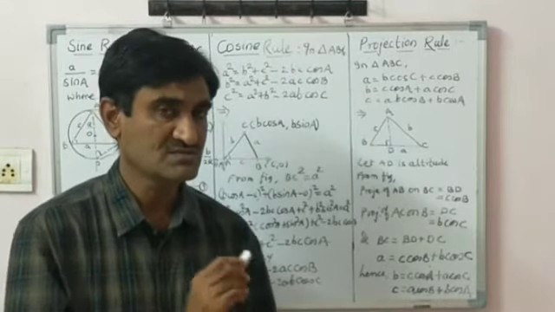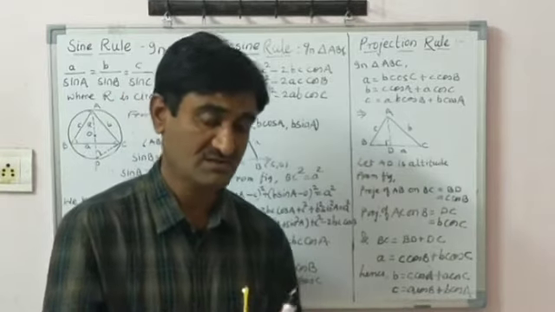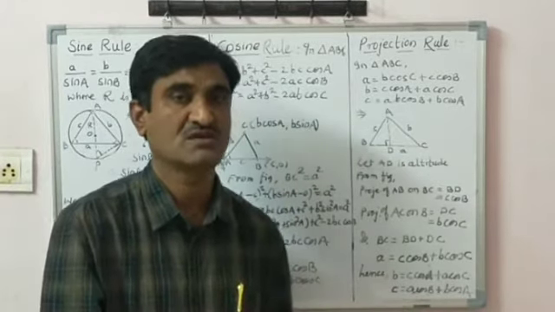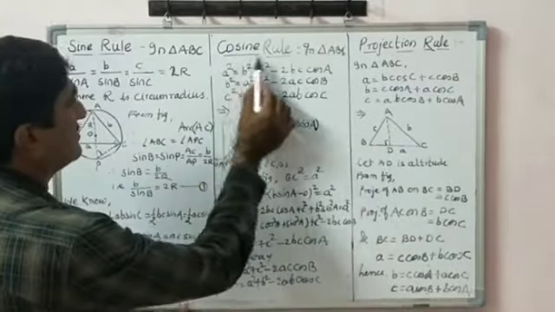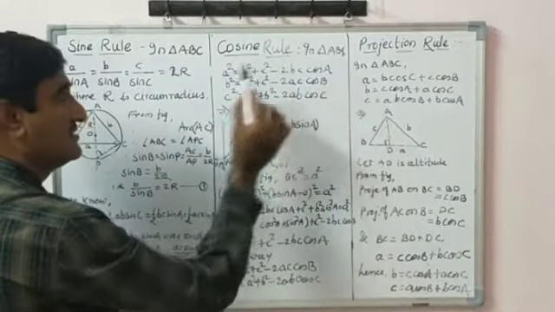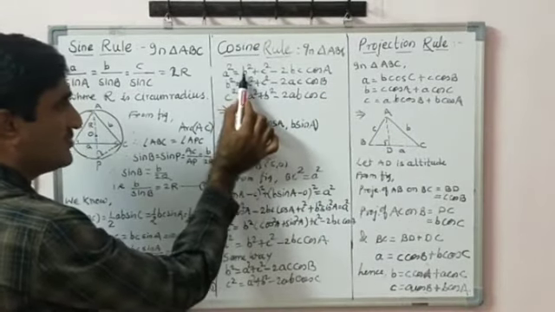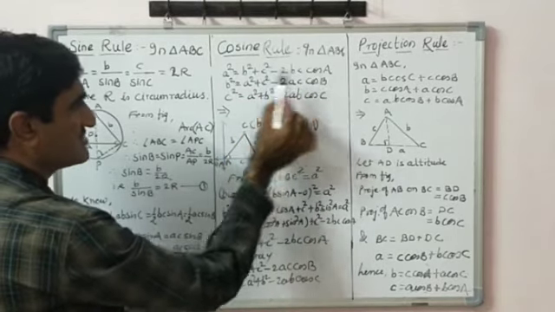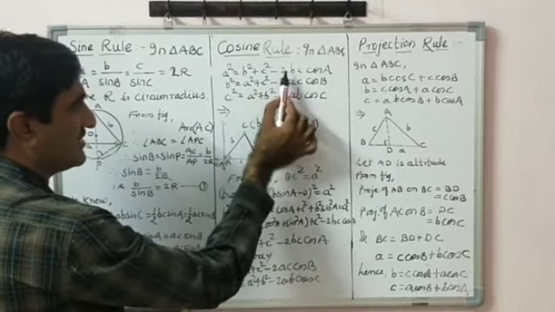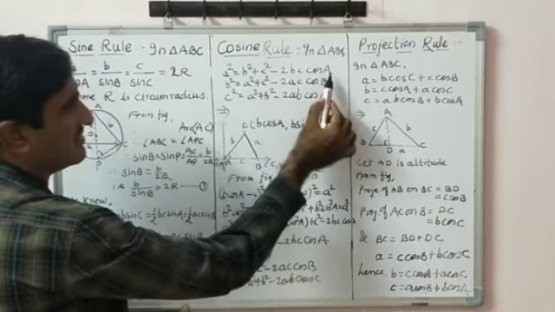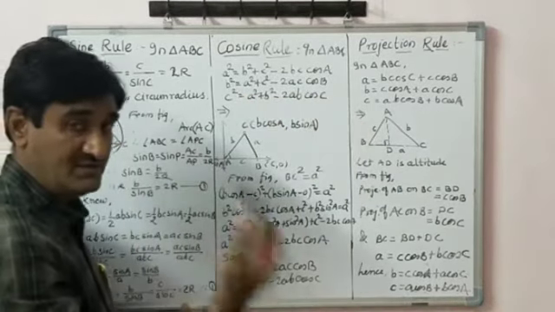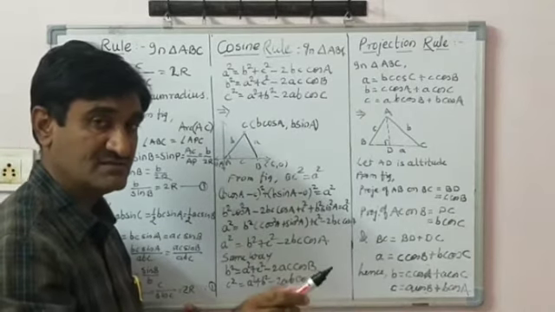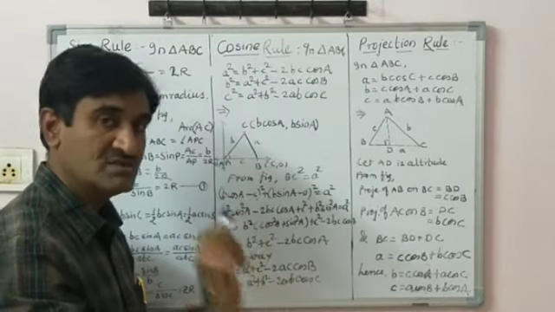Now consider the next rule, that is the cosine rule. First, what is the cosine rule? Again in triangle ABC, A square is equal to B square plus C square minus twice BC cos A. The same sides are here, and here side A, angle A. In cyclic way we can write the cosine rule in three forms.